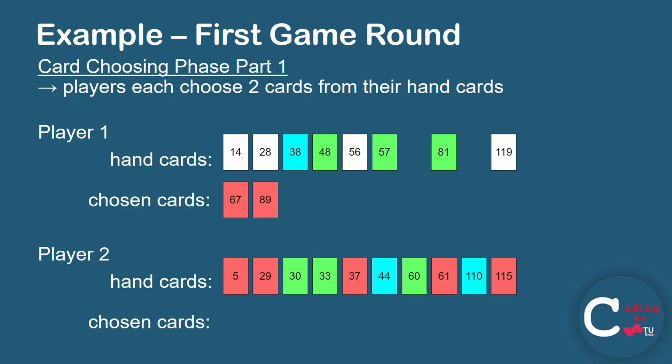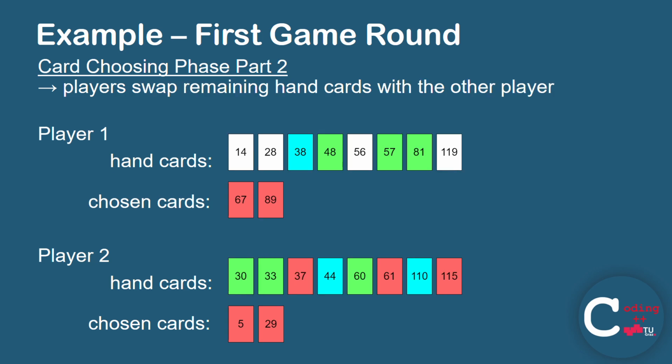Next, player 2 needs to choose 2 cards. Player 2 takes it easy and chooses this 5 and this 29. Then we move on to the second part of the card choosing phase, where the players swap their remaining hand cards with each other.